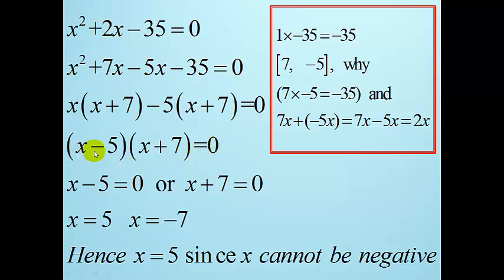Now this means that x minus 5 is equal to 0. And if x minus 5 is equal to 0, then making x the subject, x will be equal to 5. That is, minus 5 on the left hand side becomes plus 5 on the right hand side. Also, x plus 7 is equal to 0. Making x the subject, plus 7 on the left hand side becomes minus 7 on the right hand side. And so the value of x is equal to minus 7. Hence, x equals 5. Since the base cannot be negative, the value of x is equal to 5 and not minus 7.